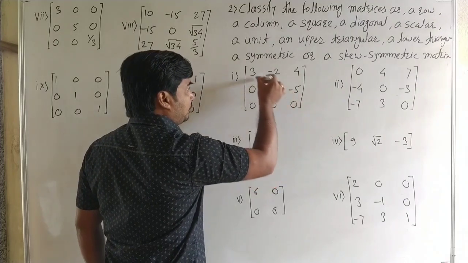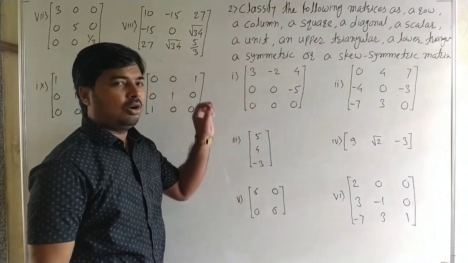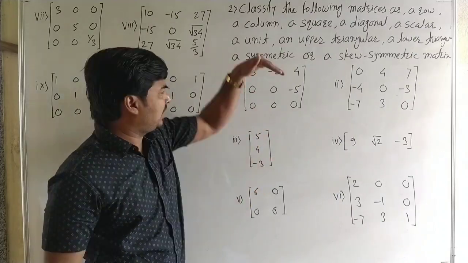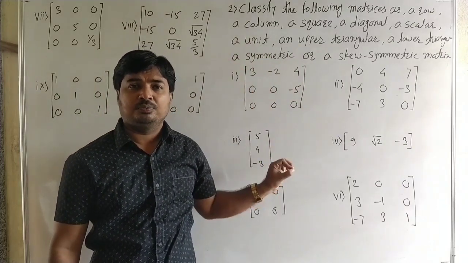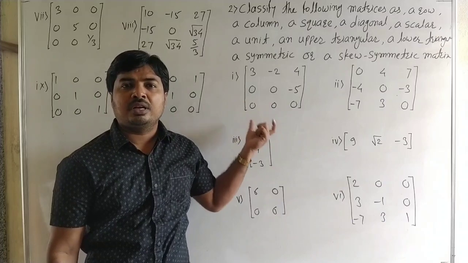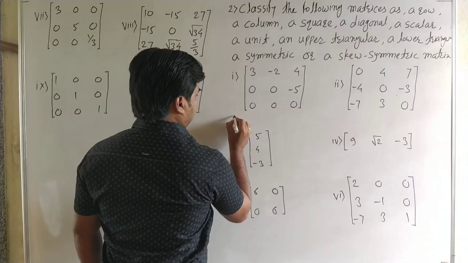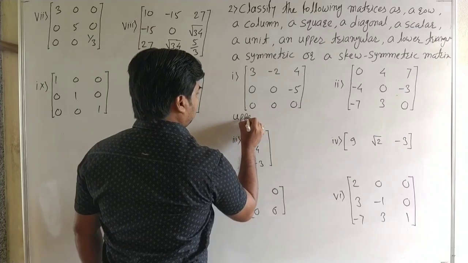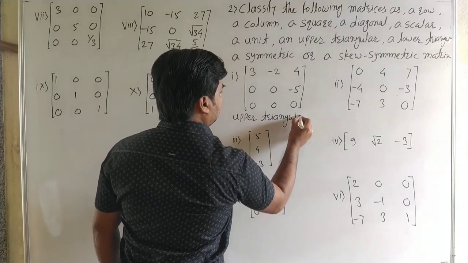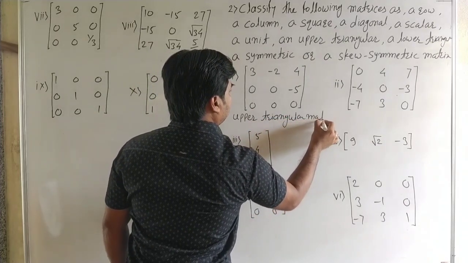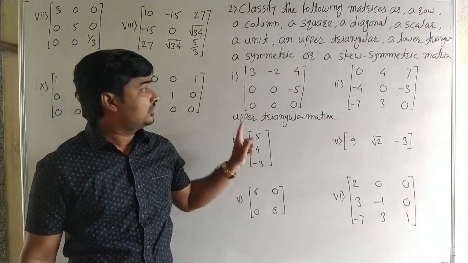See carefully, it is diagonal, and all elements below the diagonal are 0. The diagonal elements may be anything, but if all elements below the diagonal are 0, then it is an upper triangular matrix. That means the type of this matrix is upper triangular matrix. Okay, that is the first.